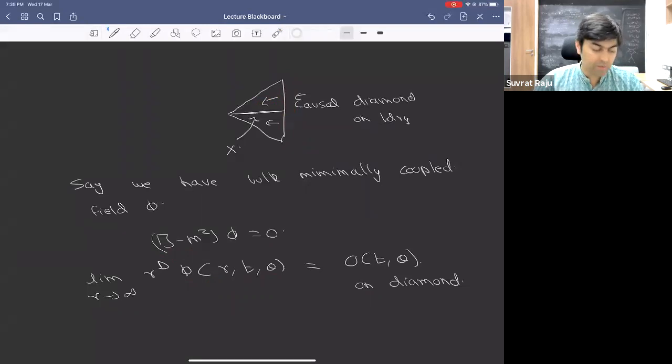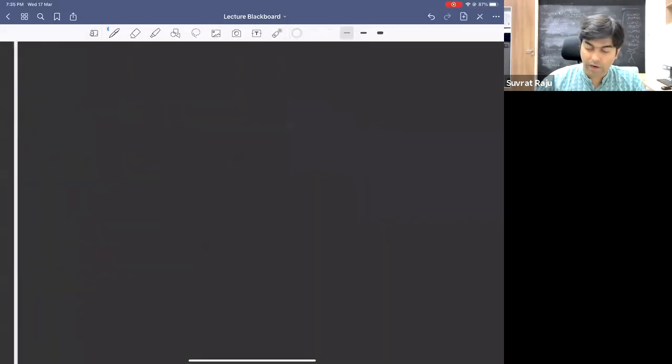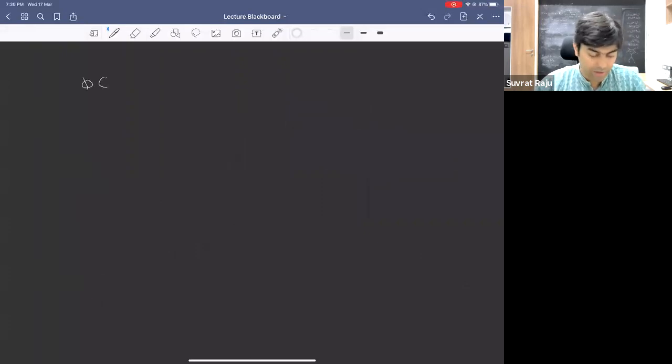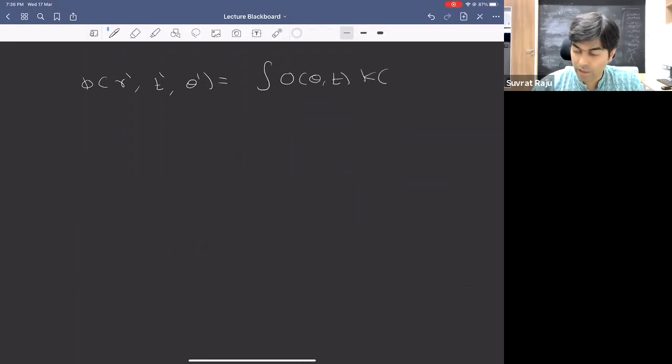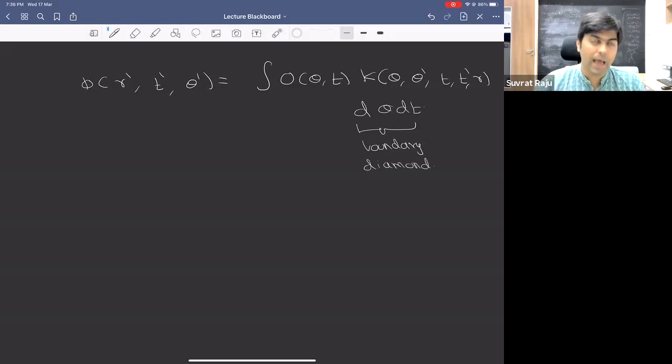In fact, this is something that one can do explicitly. I'll explain what the subtlety is, but one can indeed write down a formula that says phi of r, t prime, theta prime is given in terms of O of t, theta, and some kernel K, which can be written down explicitly, of t prime, r, where this integral over d theta and dt goes over the boundary diamond. So this is an explicit map for a simple case, and this K can be written down explicitly.